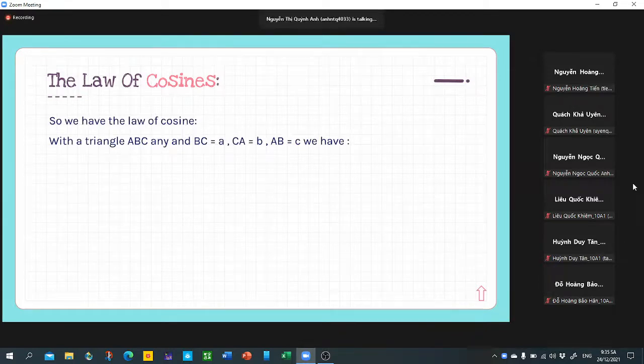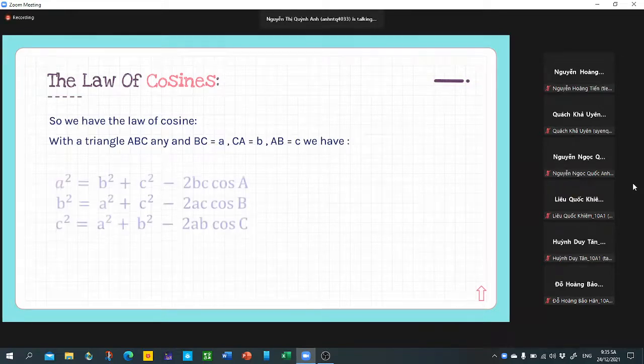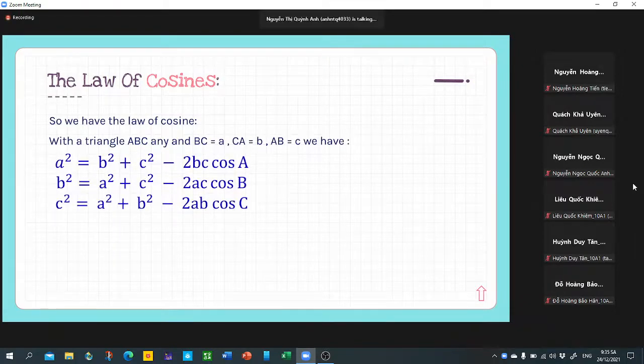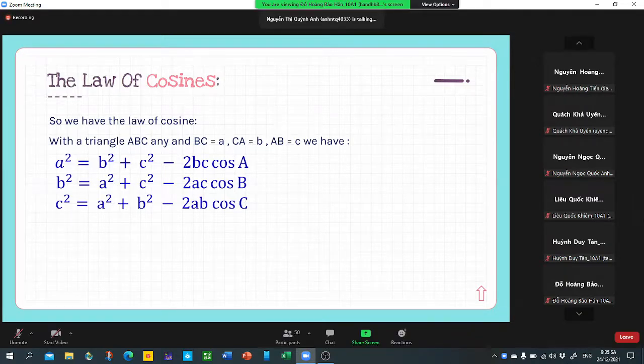So we have the law of cosines: with triangle ABC, BC is a, CA is b, AB is c. We have a squared equals b squared plus c squared, subtract 2 times bc multiplied by cosine A. b squared equals a squared plus c squared minus 2 times ac multiplied by cosine B. c squared equals a squared plus b squared minus 2 times ab multiplied by cosine C.